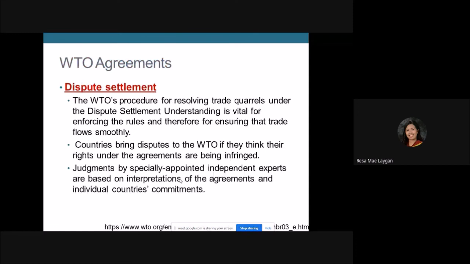Then another is dispute settlement. Hindi naman talaga maiwasan na may disputes among the members, no? So, ito talaga yung pinaka-crucial na function ng WTO. Yung pagsisettle ng mga disputes between the trading partners. So as such, the WTO agreements provide the rules and procedures for resolving trade disputes. So importante talaga yung rules and saka yung procedures, di ba? Especially in settling the disputes, no, among the members or mga disagreements. So the procedure under the dispute settlement, no, is very important talaga for WTO to enforce the rules and therefore ensure that trade flows smoothly.